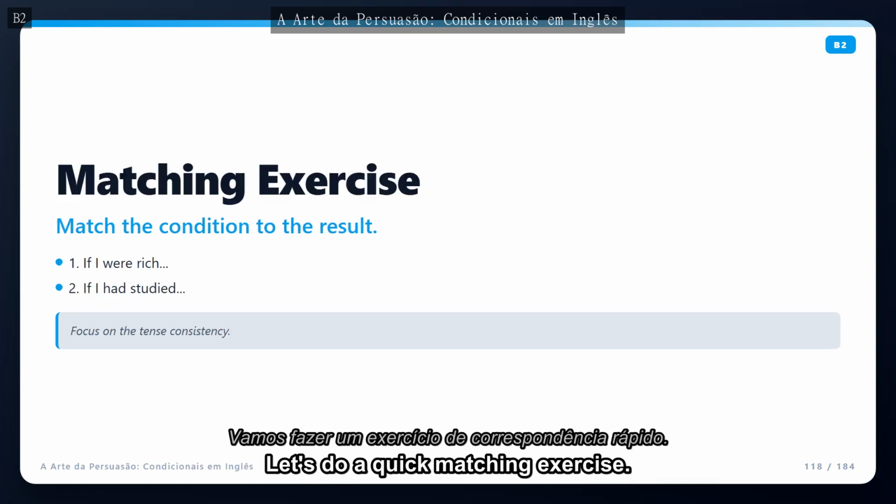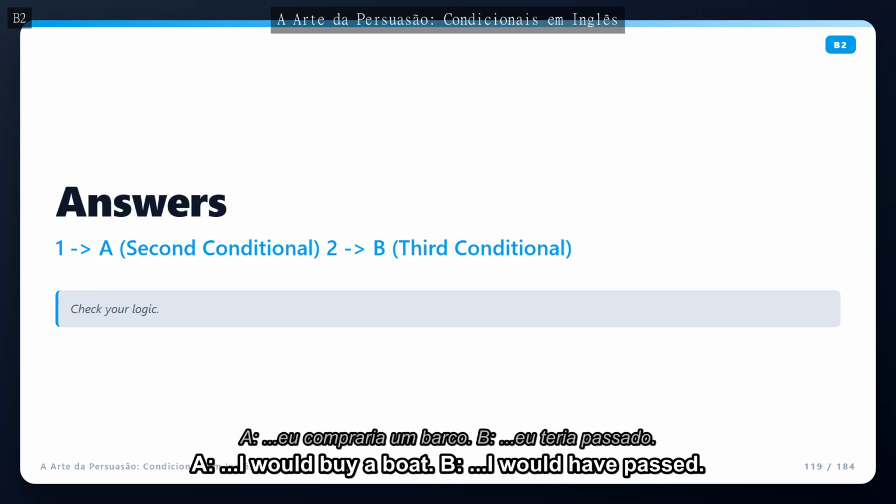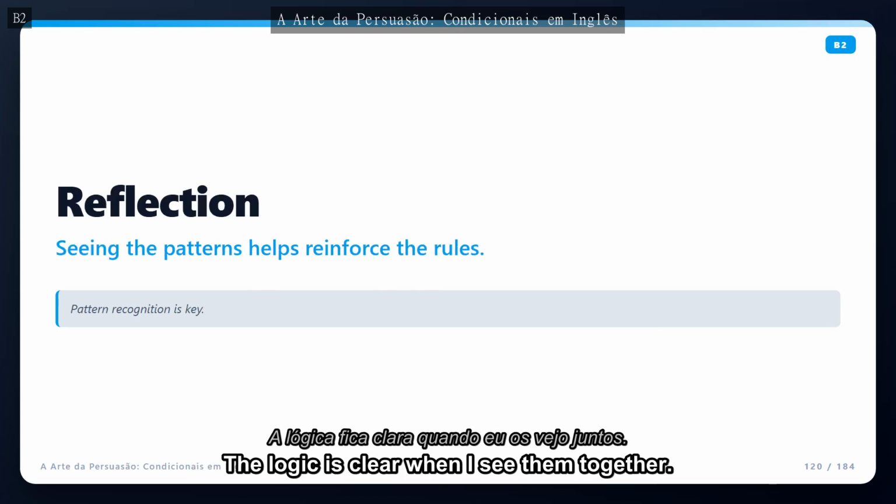Let's do a quick matching exercise. A. I would buy a boat. B. I would have passed. The logic is clear when I see them together.